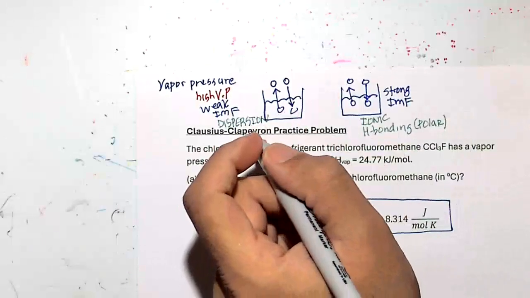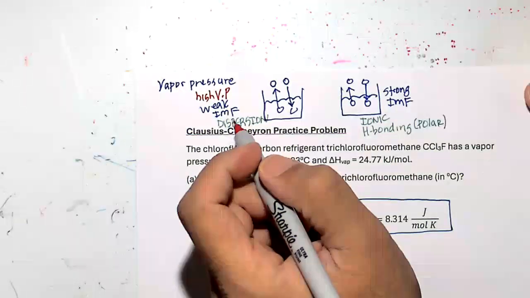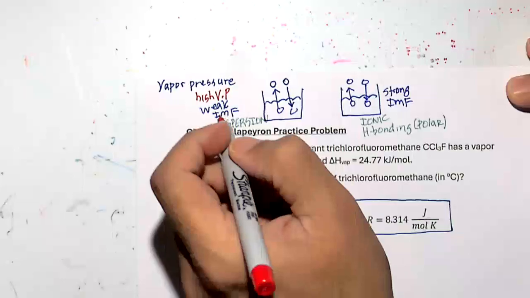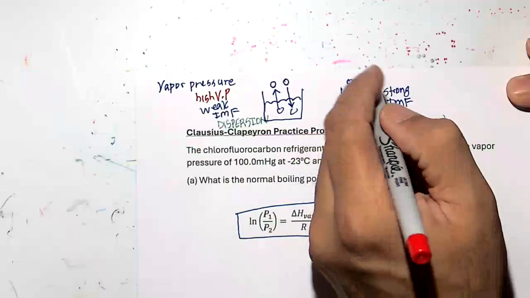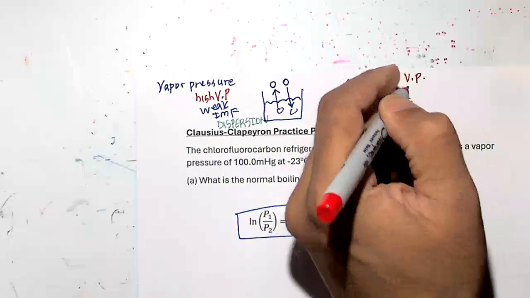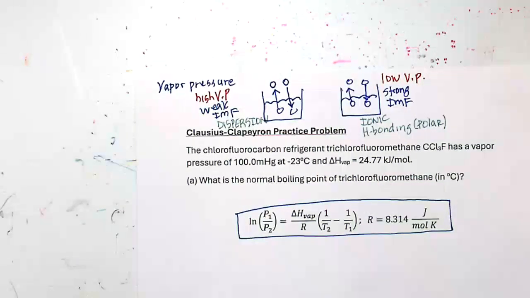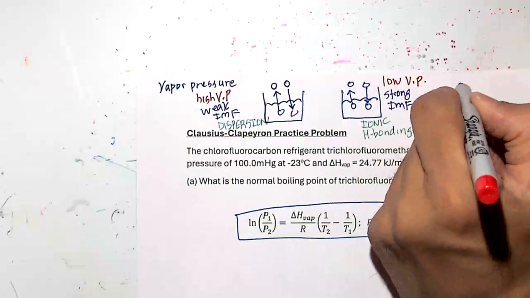And which is easier to form a vapor? Something that has weak intermolecular forces or strong intermolecular forces? It's easier to form a vapor when you're held together by weak forces. It's harder to form a vapor when you're held together by strong intermolecular forces. So that's the key. This is a pressure.